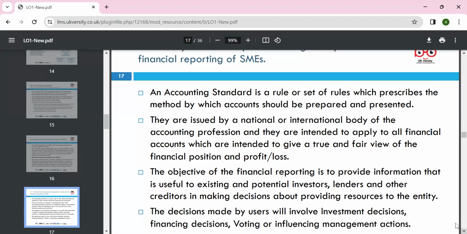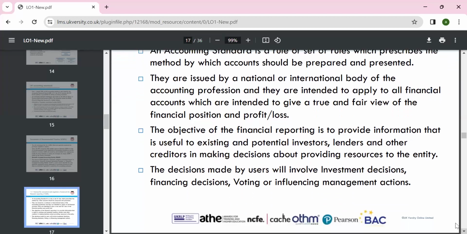So an accounting standard is a set of rules which is prescribed, the method which we use to prepare and present. There are issues with national and international accounting bodies, which we need to look at. True and fair, that's the key: not conflicting information, not biased information. And the material information should be presented.